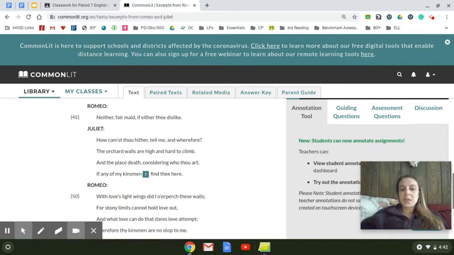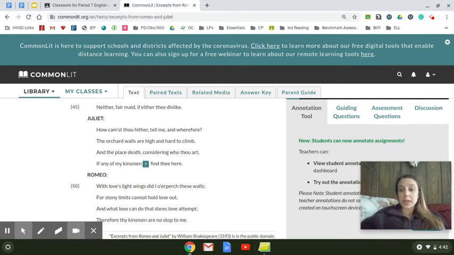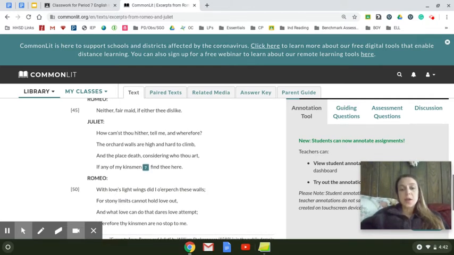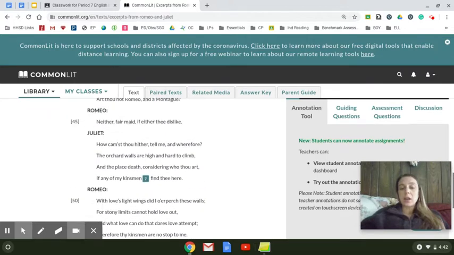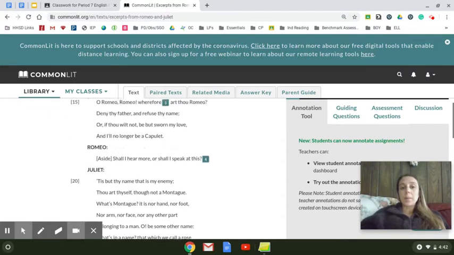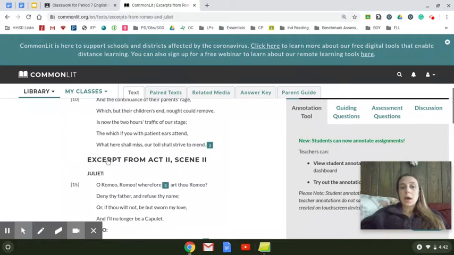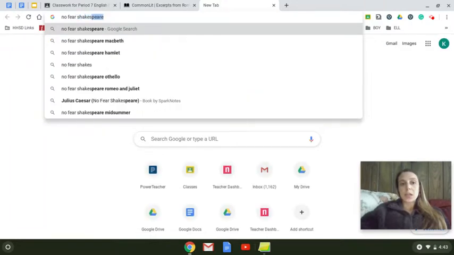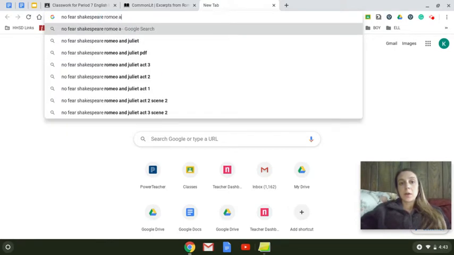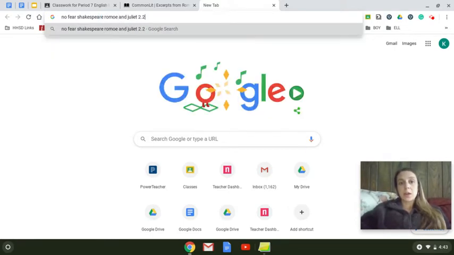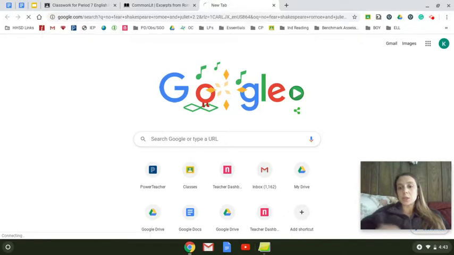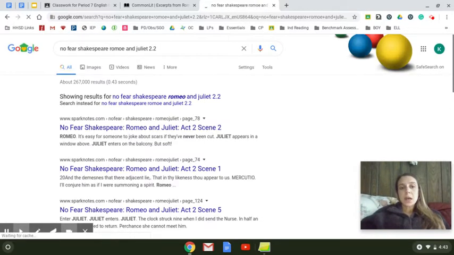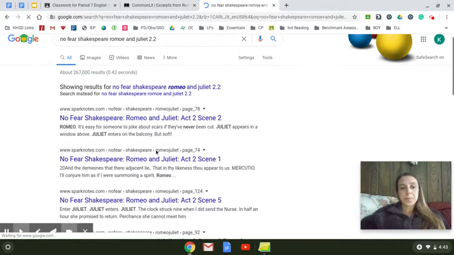If you need help with this, you can look up a translated version of this scene. So if you're really, really struggling, then you would look up Act 2, Scene 2. And I think the best one to use is No Fear Shakespeare, Romeo and Juliet 2.2, Act 2, Scene 2. And I'll show you what this will give you.